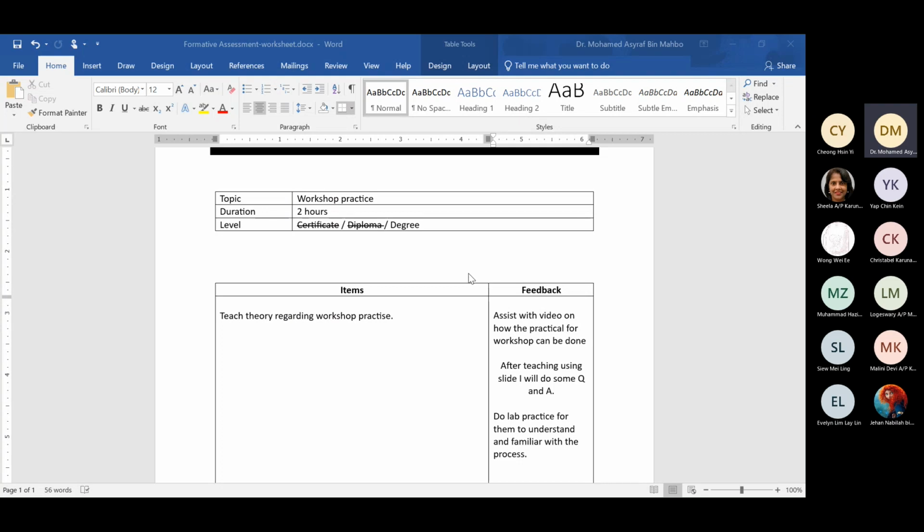Usually for this kind of subject, we cannot do calculations and so on, like those done by other lecturers. So to get a clear understanding that the students understand better, we will conduct a lab session. We will ask the students to do some projects regarding the workshop practice that was taught in the class. So that is how I can know whether the students understand or not.